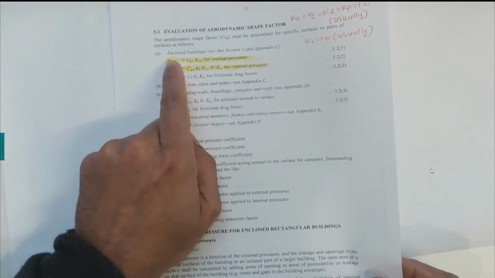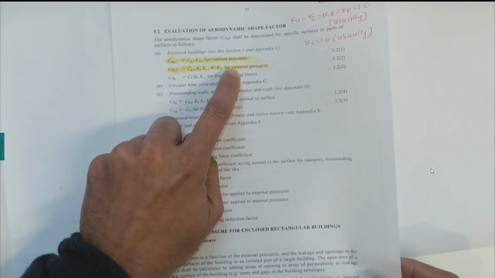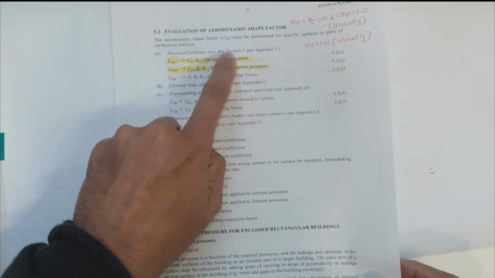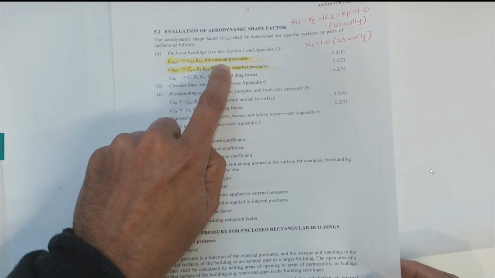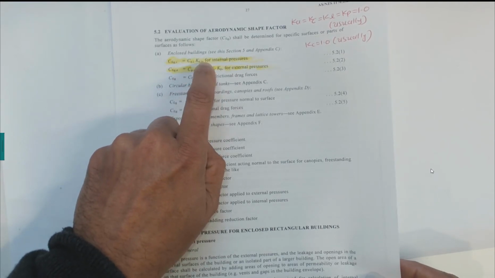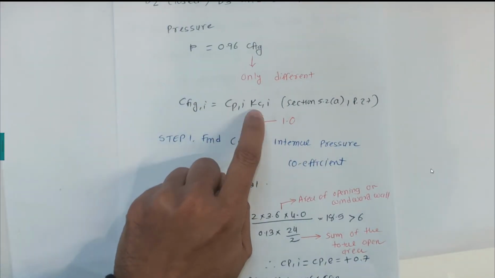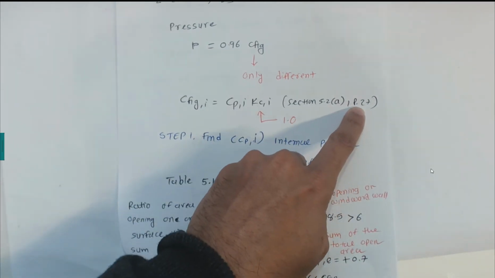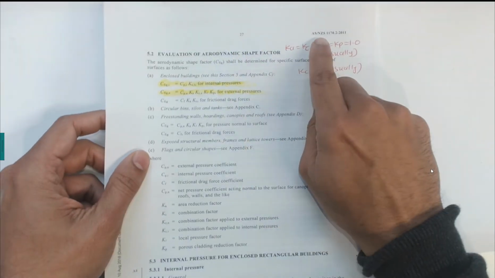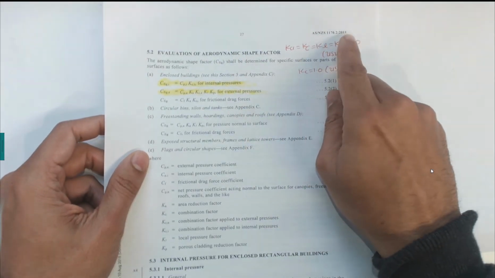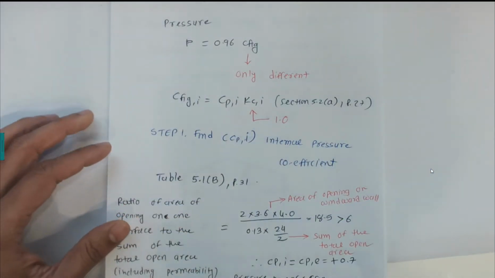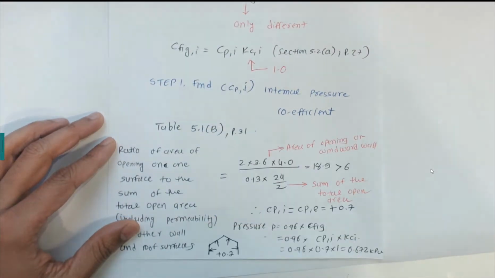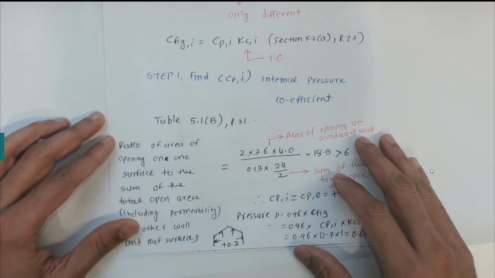2.5.2a. Here we use this equation for external pressures, and now we are using this aerodynamic shape factor C fig for internal pressure, which is CPI times KCI. That is given on page 27 in the Australian Standard AS/NZS 1170.2:2011. For step number 1, we need to calculate that CPI for case 1.